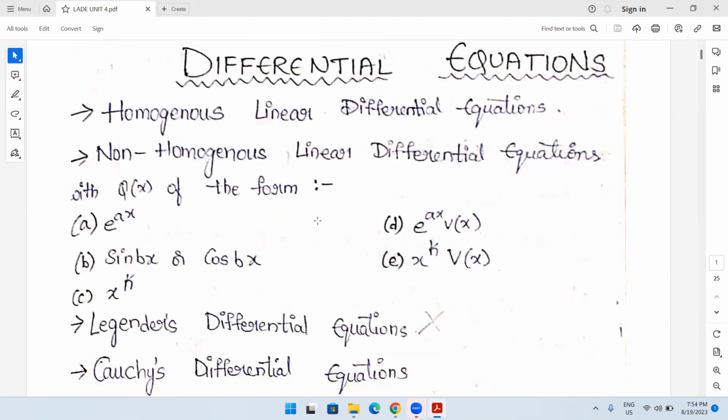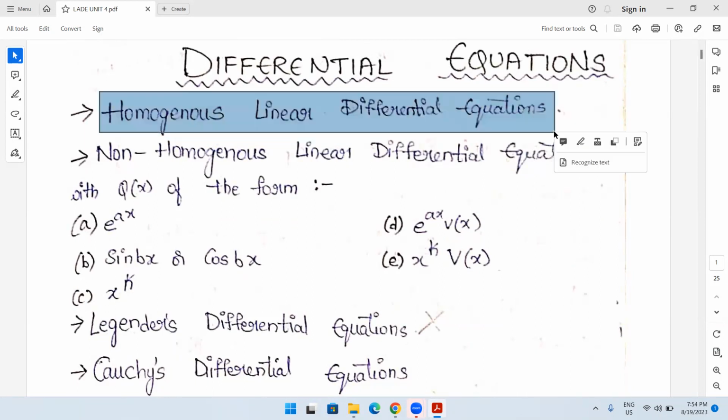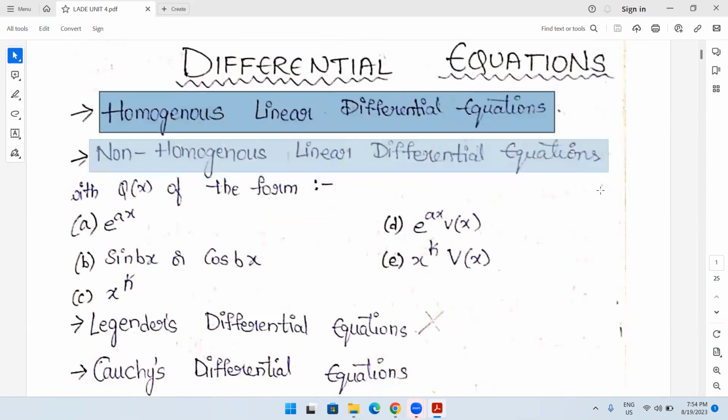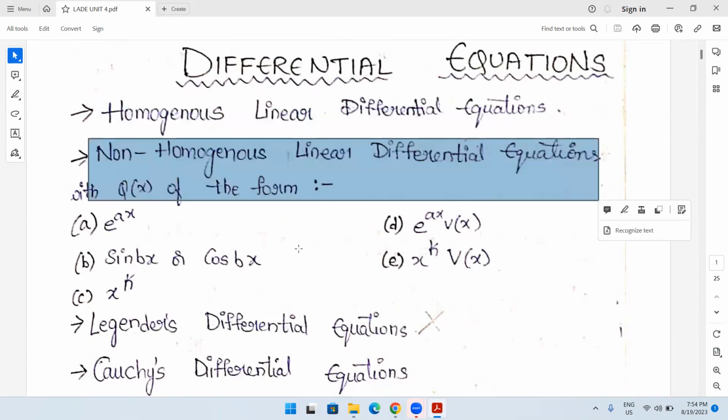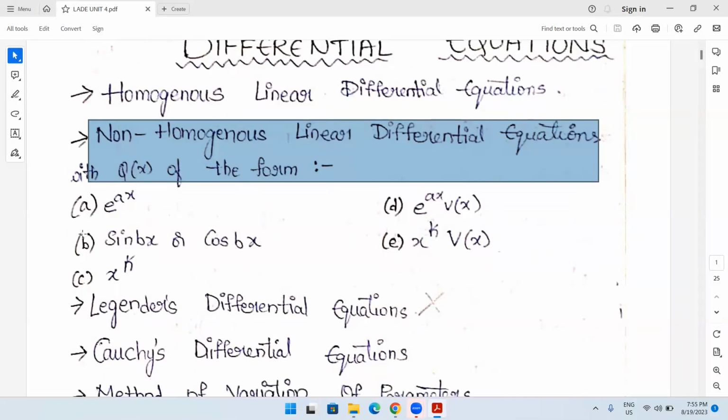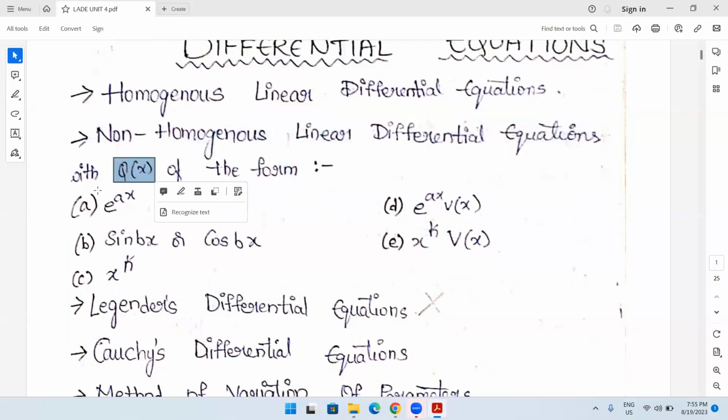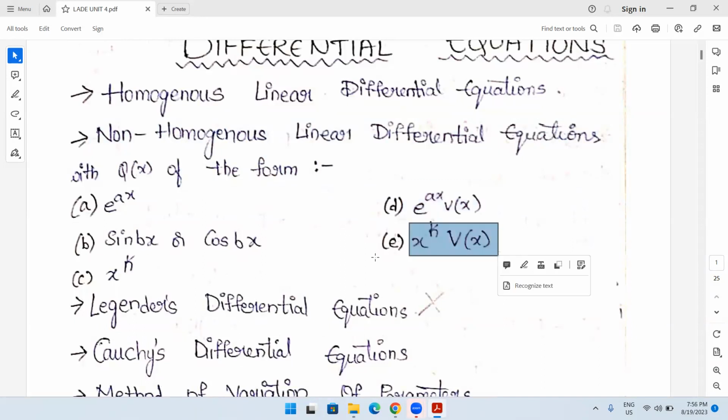Okay, so let us see what topics we are going to learn in this unit. The first topic is homogeneous linear differential equations. The second topic is non-homogeneous linear differential equations, where there are 5 subtopics. Q of x is of the form e power ax, sin bx, cos bx, x power k, and e power ax into v of x, x power k into v of x.